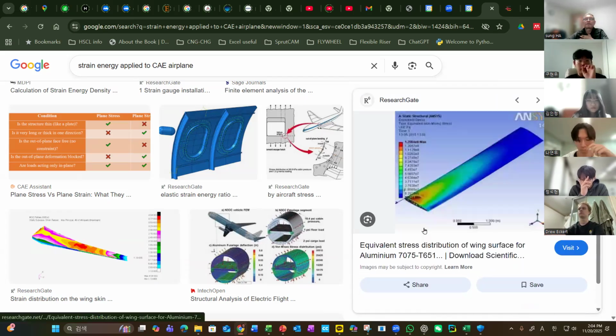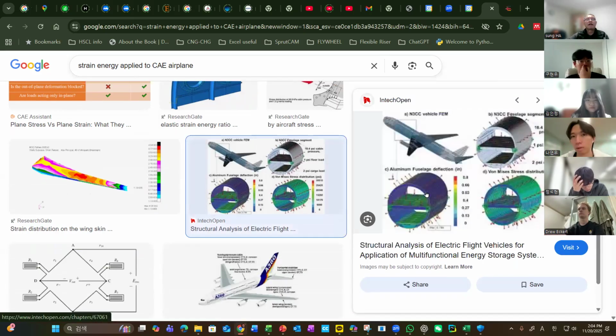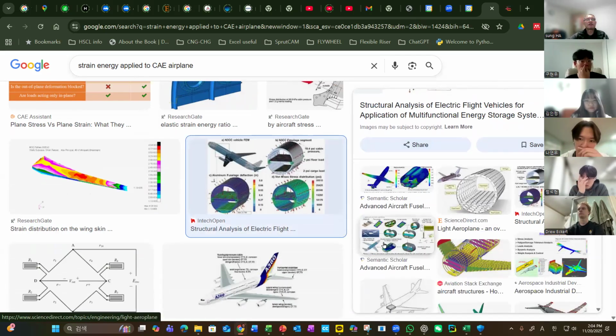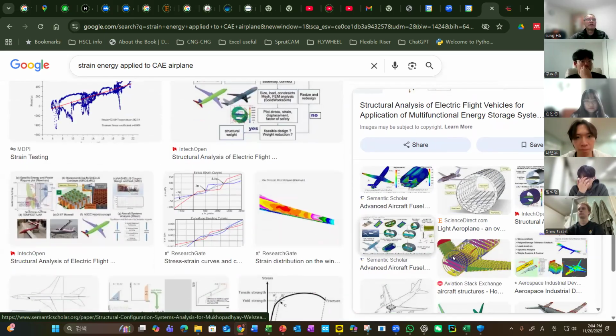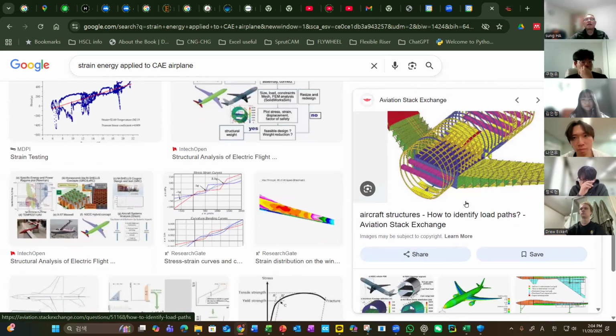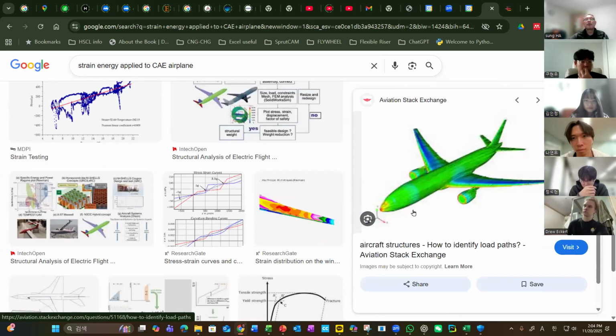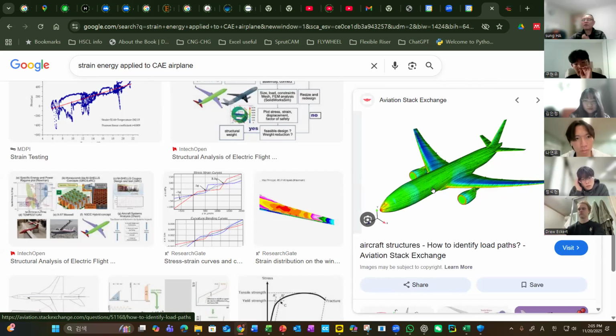So we can get all kinds of airplane deformation and structures. Again, how to do that? As I mentioned, we get the strain energy from every part. We can get the deflections, then the strain, then the stress, and we can decide whether it fails or not. That's the beauty of strain energy.